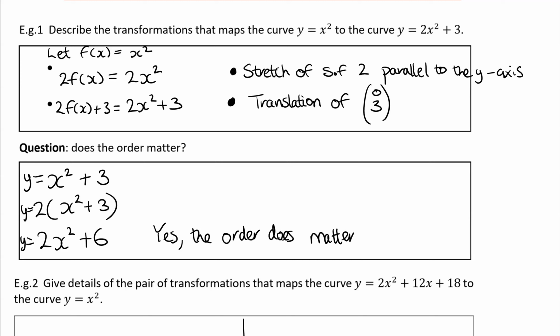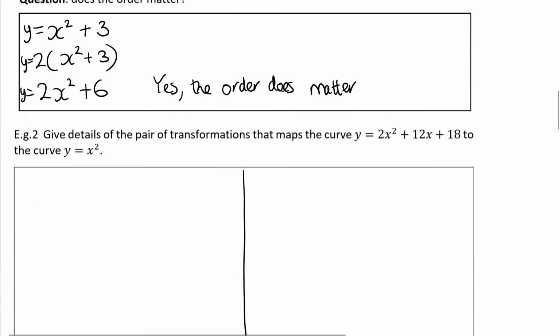What this tells us is stretching by scale factor 2 and then translating it (0, 3) is different, so you get a different graph if you translated it (0, 3) first and then stretched it by a scale factor of 2. So yes, the order definitely does matter.